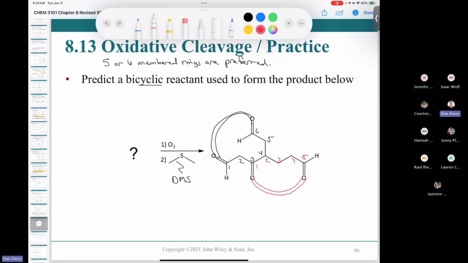And so that means your bicyclic compound has to have a 6-membered ring, and it's going to be tethered to a 5-membered ring, like that. So now it's just a matter of counting where the double bonds are, and you can see that the double bonds are, oops, that's not very pretty.